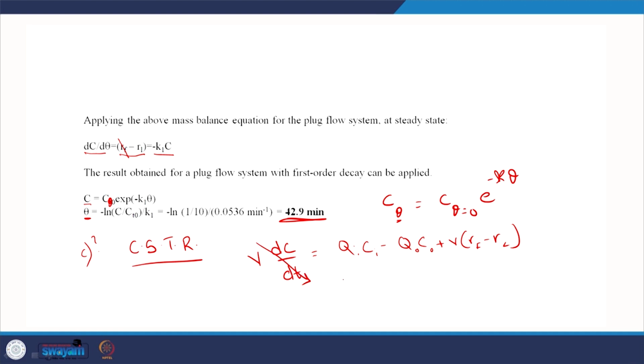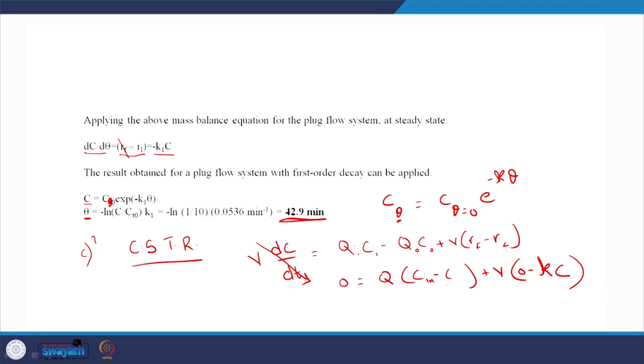So, what else do we have? Here 0 is equal to Q into C in minus C out plus volume into rate of formation is 0 minus rate of loss is K times C. But C and C out are the same. So, this is the term that we have.